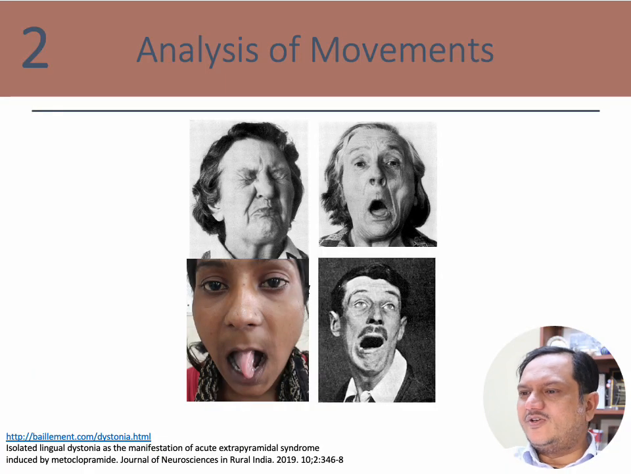So, analysis of movement is important. You can have a jaw closing dystonia, you can have a jaw opening dystonia, you can have a jaw deviation from side to side, you can have a tongue dystonia, you can have perioral dystonia, or a combination of these. So, let's look at some classic examples of these different forms of dystonias.